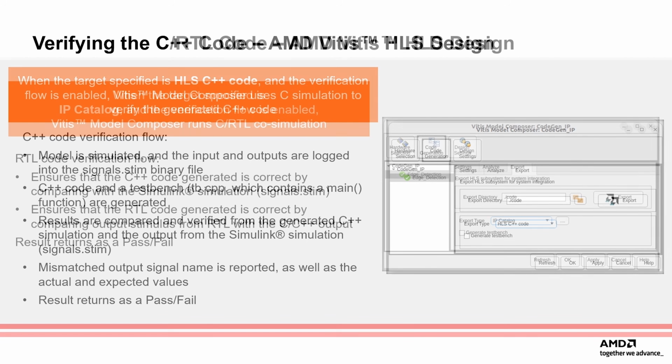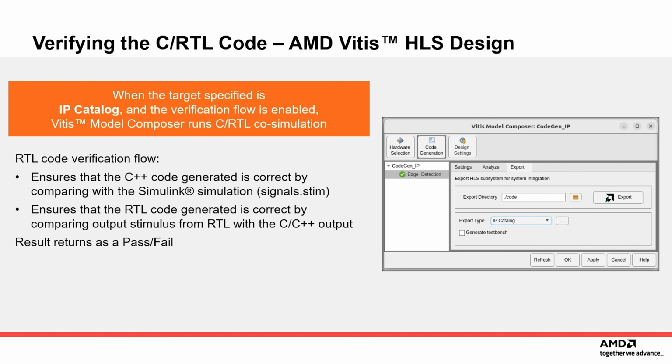When the target specified in the block parameters dialog box of Vitis Model Composer Hub is IP catalog and the verification flow is enabled, Vitis Model Composer uses C or RTL co-simulation to verify the RTL output. Again, the objective is to verify that the results of the RTL simulation match the results of the Simulink simulation. In this case, the verification flow is as shown here. The result is a pass-fail returned by Vitis Model Composer. If the C simulation fails, the process stops before the C RTL simulation is run.